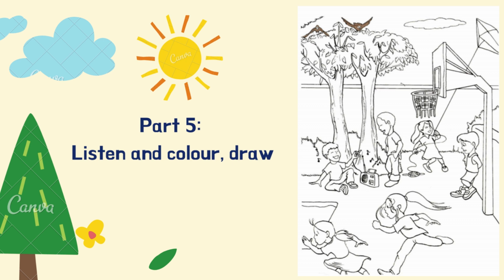Two. Can you see the cloud? Yes, it's next to the kite. Yes, that's right. Colour it grey. A grey cloud. Okay. Good.